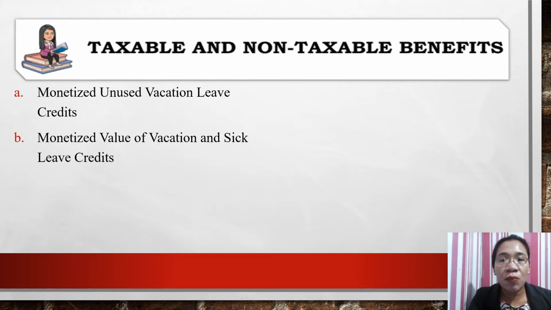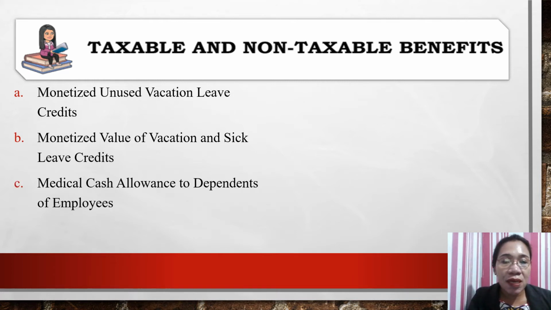So when we see monetized value of vacation and sick leave credits, this is paid to government officials and employees. So para to sa mga government employees or government officials, yung nagtatrabaho sa gobyerno. Then the third one is medical cash allowance to dependents of employees. So, ibig sabihin, yung third, medical cash allowance to dependents of employees means it will not exceed 750 pesos per employee per semester or 125 pesos per month.